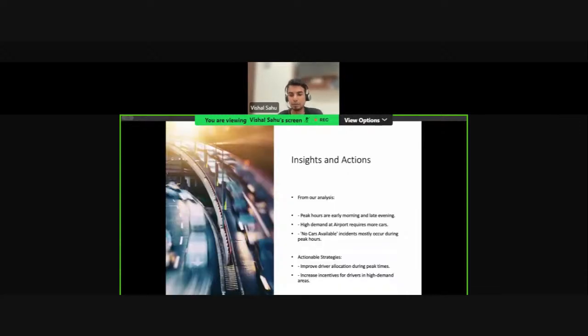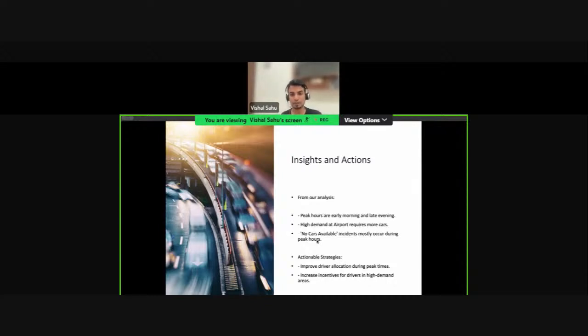Now coming to almost our second last slide, which is what we got from our analysis. As we discussed, peak hours are usually early morning and late evening. This is what we saw from the data, and this is how you curate your email. You write your analysis that from this data, high demand is at the airport, which requires more cars.